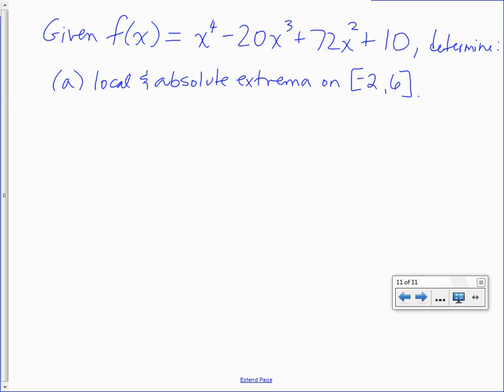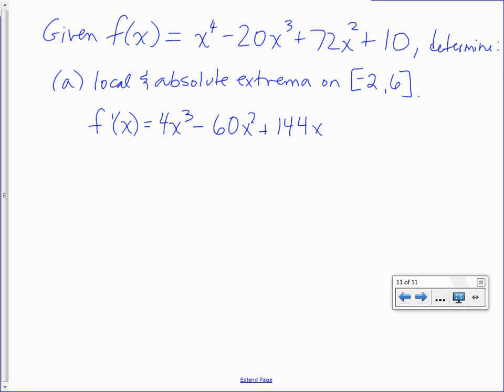What are you going to do? Find the derivative. Good starting. Okay. So first derivative, f prime of x is 4x cubed minus 60x squared plus 144x plus 0, right? Okay, so derivative found.